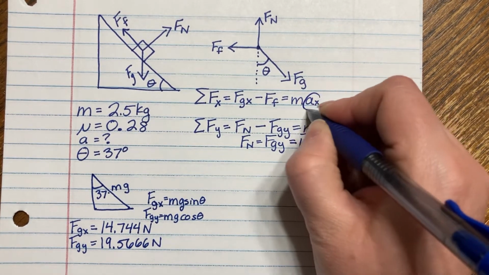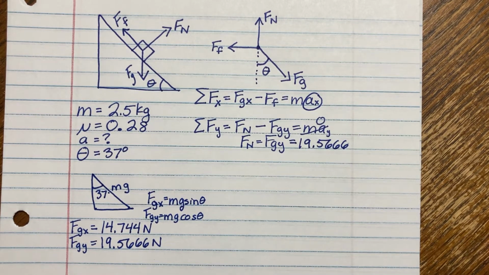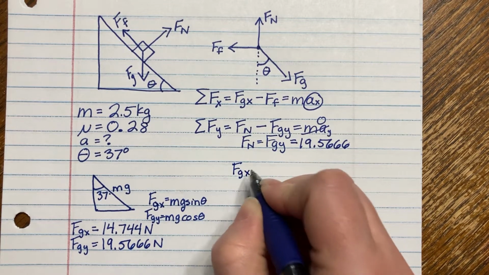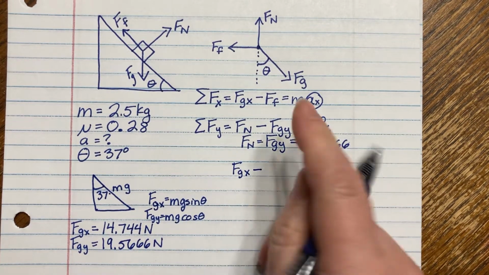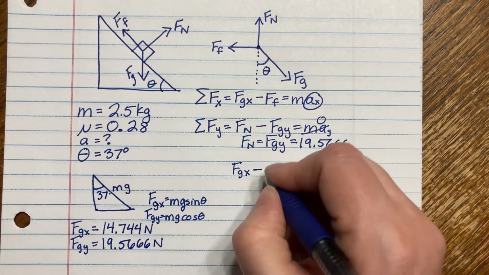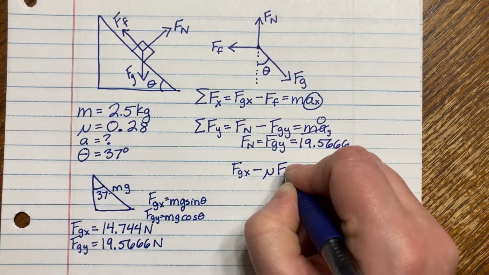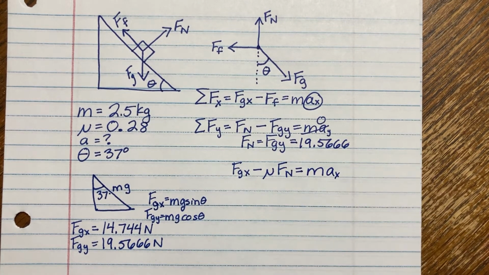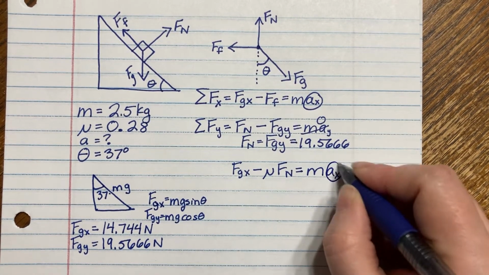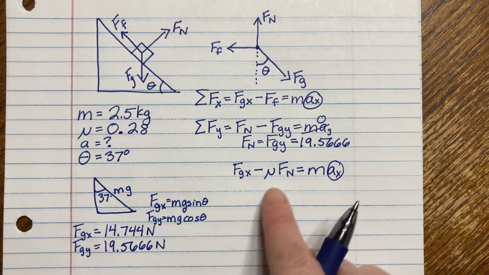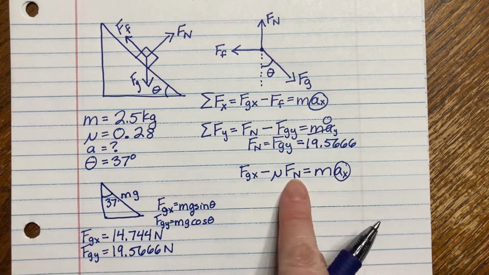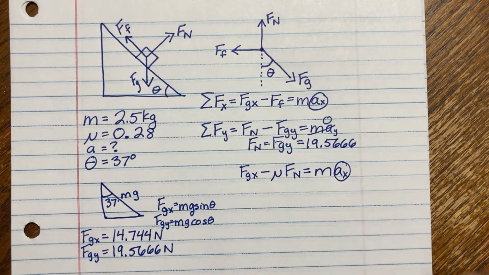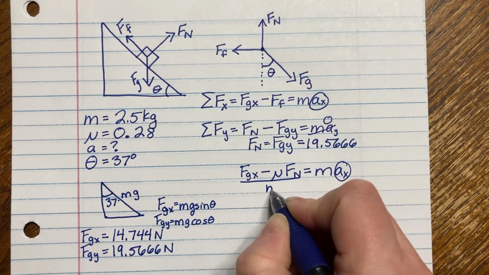So what we're ultimately looking for is this acceleration. So I'm going to take this equation, I'm going to write it here. So FGX, which I just found, minus, I am going to put my equation for FF. So that's going to be mu times normal force equals MAX. Now let's think about what I have. Okay, FGX I found, mu I have, Fn I did just find, because we know it's equal to this, and M I know. So I can go ahead and plug my numbers in here.